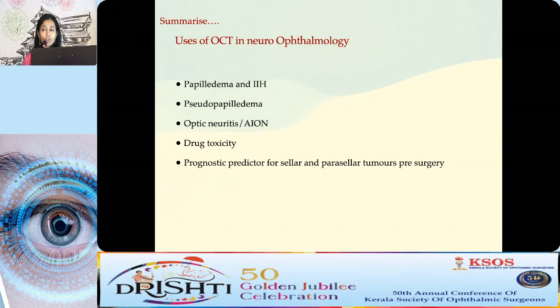So to summarize, the uses of OCT in neuro-ophthalmology: one is papilledema and IIH, to diagnose and to monitor the treatment; pseudopapilledema, to differentiate from papilledema; and in optic neuritis and AION, to quantify the thickening and also to prognosticate the visual recovery; drug toxicity; and as a prognostic predictor for cellular and paracellular tumors pre-surgery.